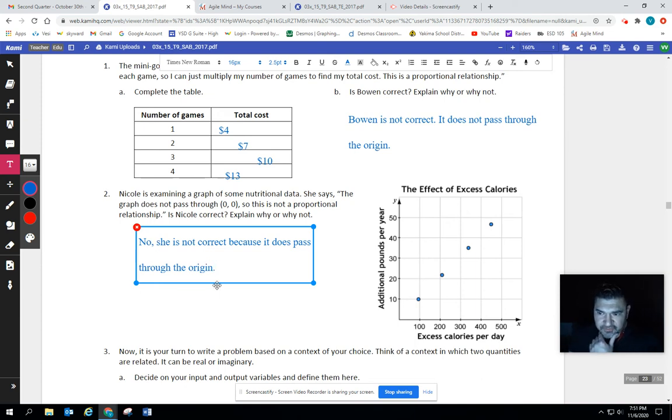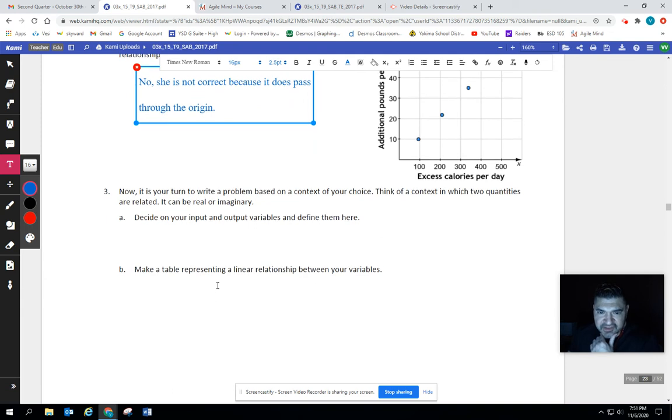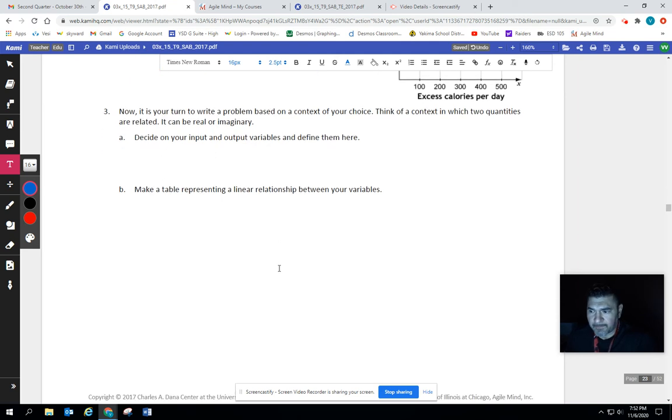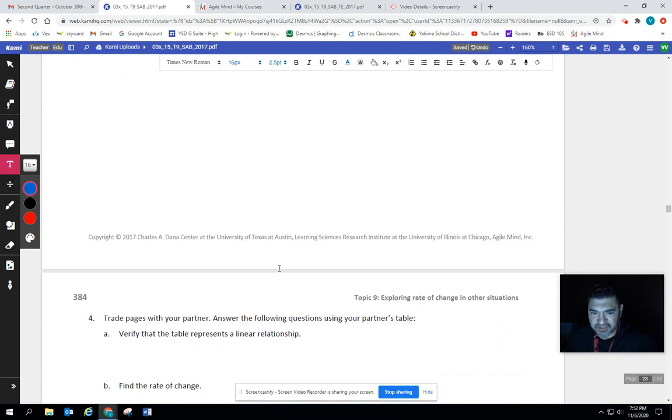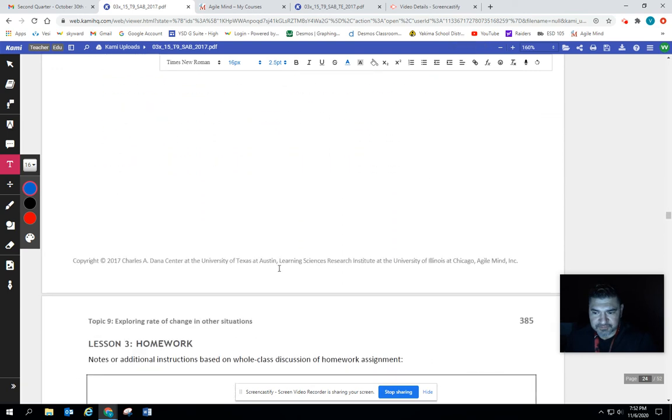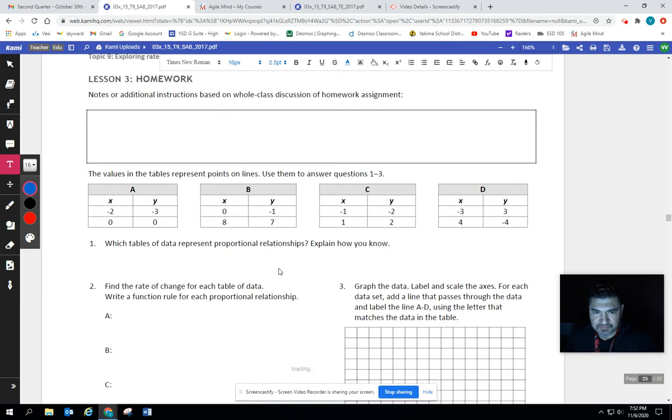Okay, let's look at number 3. It says now it is your turn to write a problem based on a context of your choice. Think of a context in which 2 quantities are related. It can be real or imaginary. I'm going to go ahead and let you guys do this on your own. And let's go ahead and go down to your homework, which is right here.